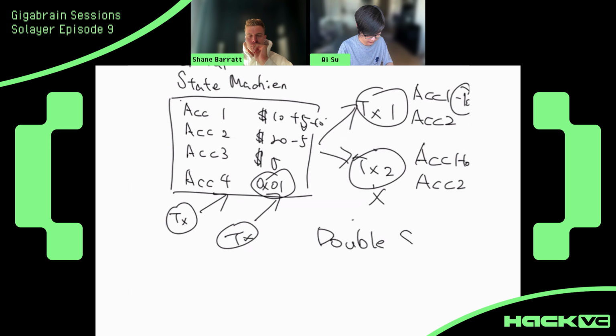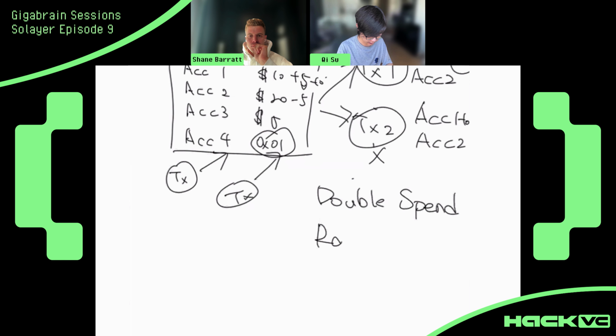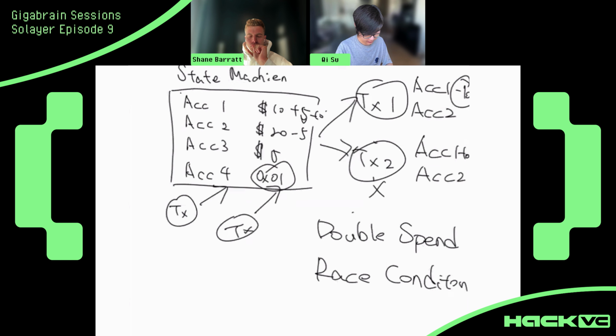So this is basically a double spend, and in computer science we also call it a race condition. The proper way of doing it is you acquire the lock of the global state. You can only do one operation on one state at one time, and give the lock to other ones to still operate on this machine.